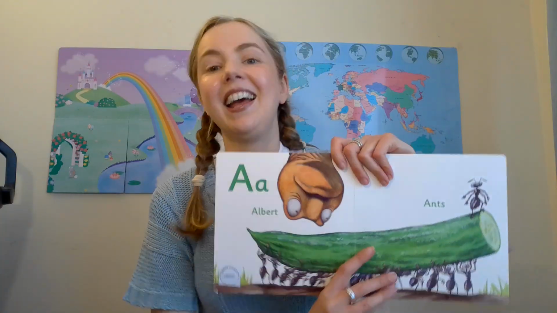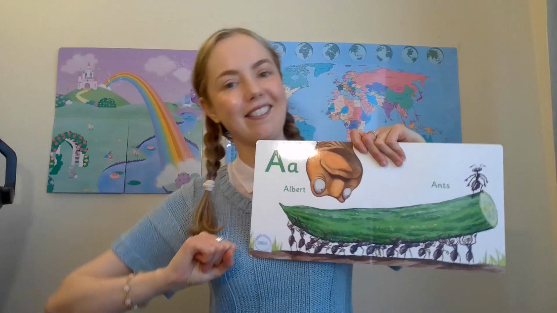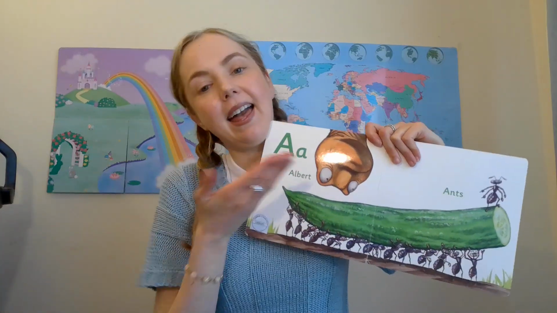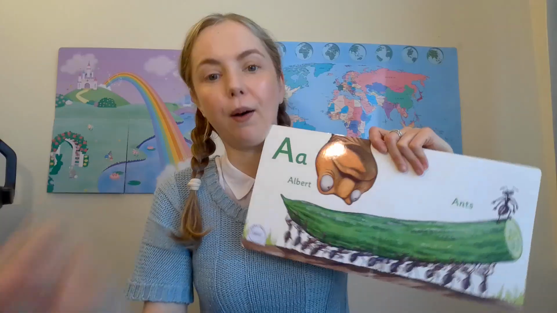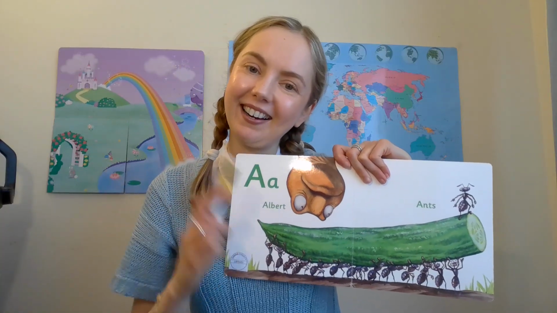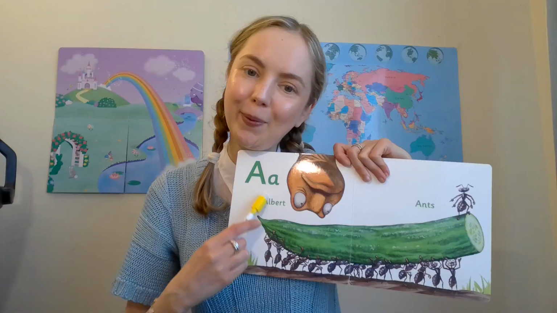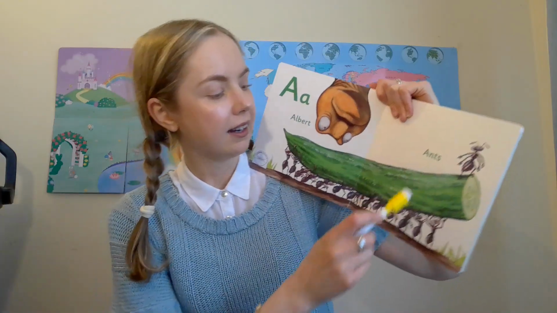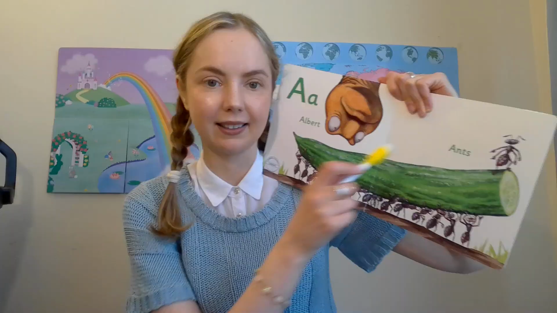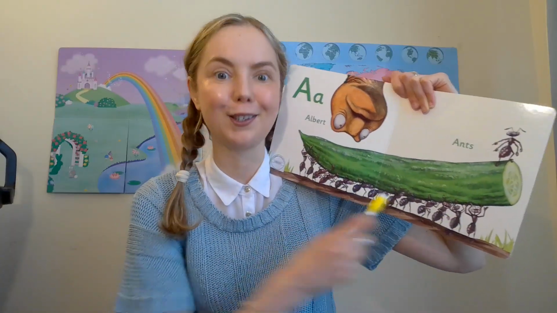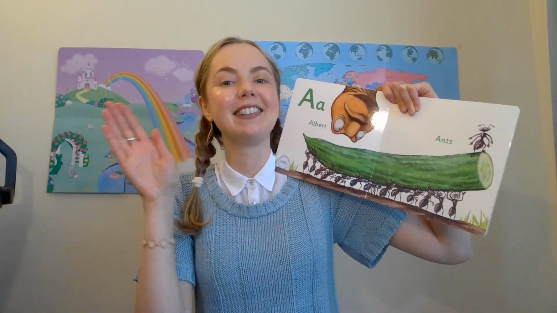Okay, so first letter of the alphabet, A. We've got big A and small a. And this is Albert. A for Albert. Yes. And here are some ants. Look, these are the ants. So many ants.